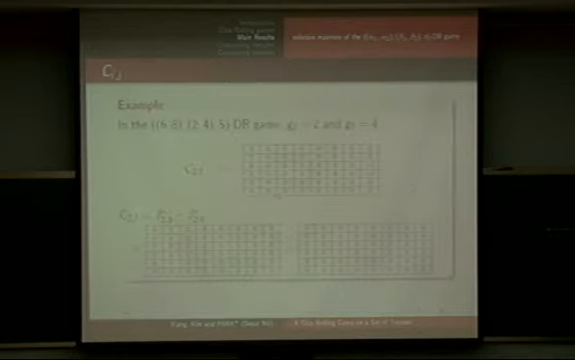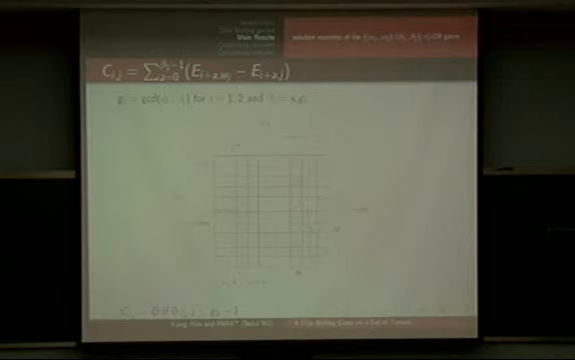First, the Cij. For example, in the 6A245 DR game, most of you forgot the notation, but C27 is this matrix. By the definition, C27 is this linear combination of J star. That is, Cij equals this formula. This formula means if j satisfies this condition, then Cij is the zero matrix. If not, Cij has this form.